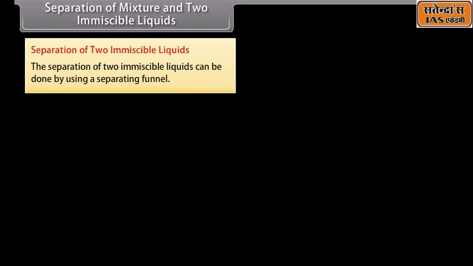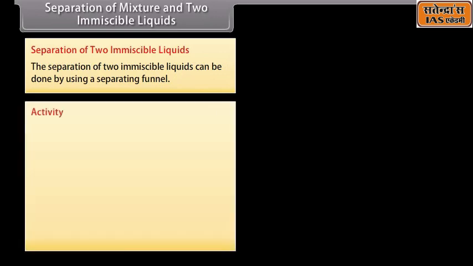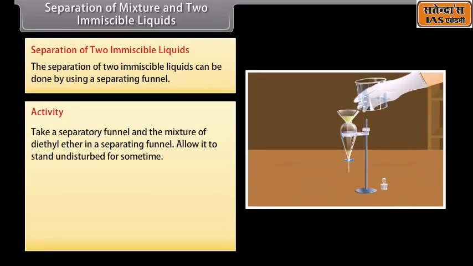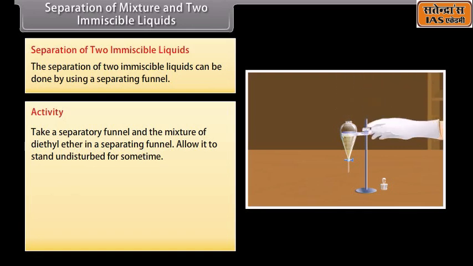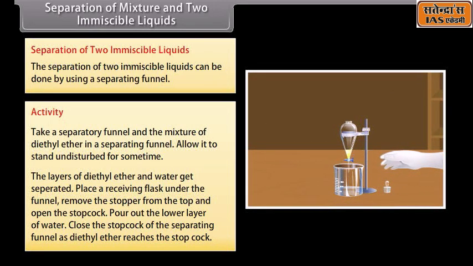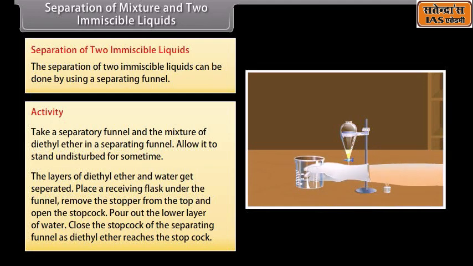The separation of two immiscible liquids can be done by using a separating funnel. Activity. Take a separatory funnel and the mixture of diethyl ether and water in a separating funnel. Allow it to stand undisturbed for some time. The layers of diethyl ether and water get separated. Place a receiving flask under the funnel, remove the stopper from the top and open the stopcock. Pour out the lower layer of water. Close the stopcock of the separating funnel as diethyl ether reaches the stopcock.